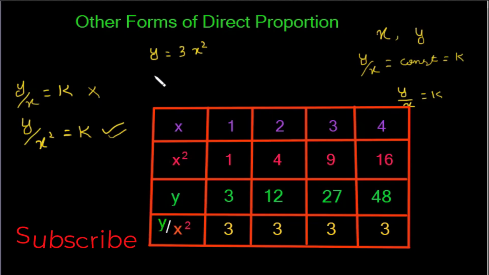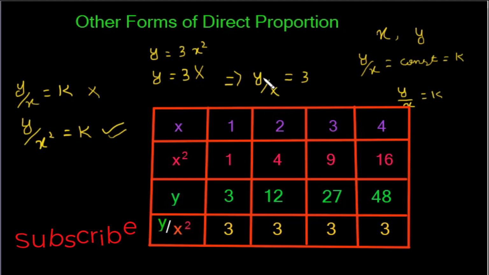Now another way to look at this thing is to let x squared be equal to capital X. If I write this one as y is equal to 3, and this small x squared is equal to capital X, then I can write it as y by capital X is equal to 3. So therefore y is directly proportional to capital X, which is originally equal to small x squared. So I hope this makes sense.